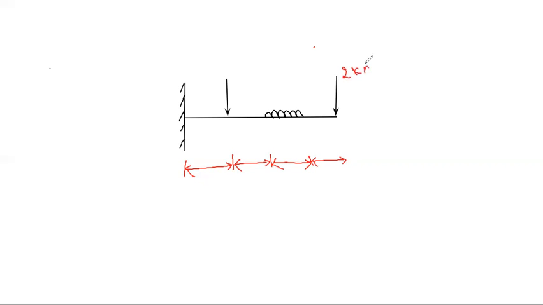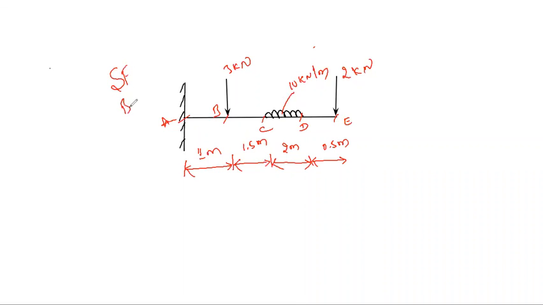It is 2 kilonewton over here. Here it is 3 kilonewton, and the intensity of load is 10 kilonewton per meter. This is 1 meter. This is 1.5 meter. This is 2 meter. This is 0.5 meter. And you name it as A, B, C, D, and E. It is not necessary that you name it the same way. You can name it in a different way. Now you calculate shear force and bending moment for a cantilever subjected to point load and UDL.